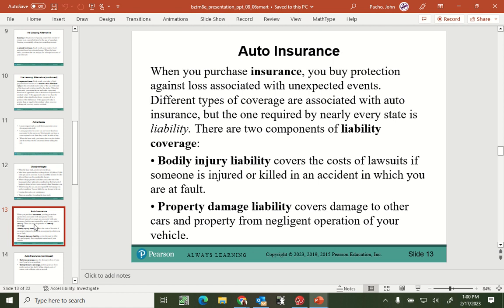So when you purchase insurance, you buy protection against loss associated with unexpected events. Different types of coverage are associated with auto insurance, but the one required by nearly every state is liability. In Arizona, liability is required. There are 2 components of liability coverage. Bodily injury liability covers costs of a lawsuit if someone is injured or killed in an accident in which you are at fault. Property damage liability covers damage to other cars and property from neglect or operation of your vehicle.